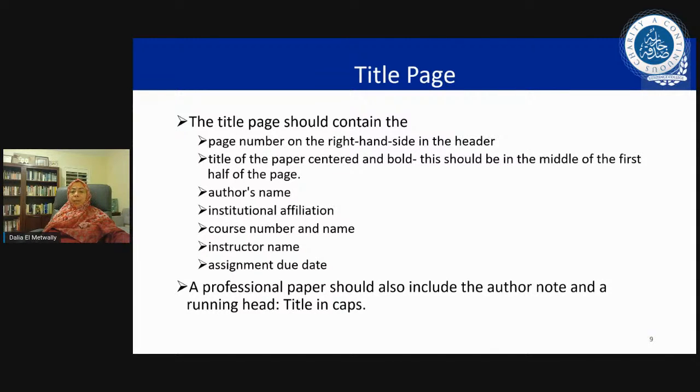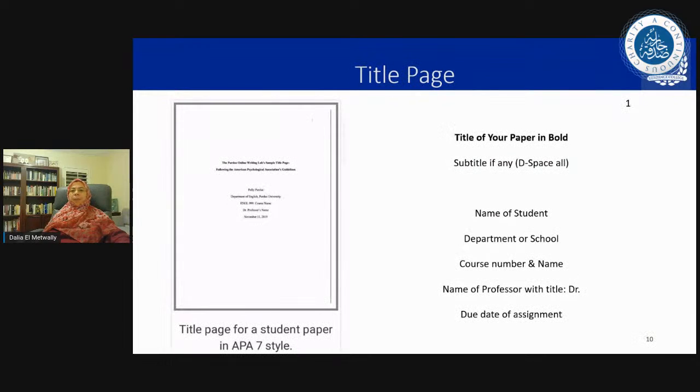So a professional paper is a little bit different. It just slightly departs from this, where we actually have the running head on the top left-hand corner, which is a difference between the student paper and a professional paper. And of course, the running head takes us back to the sixth edition, right? So the seventh edition is where we have the difference.